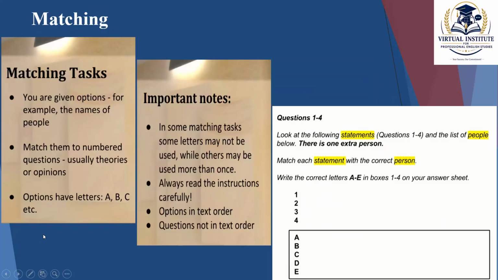In the matching tasks, what you need to do is that you are given options, for example, the names of people. You have to match them to numbered questions, usually theories or opinions. For example, there is a name and that name should be matched with an opinion or a number, right? So for example, there are four names given. You need to match one of the names with the opinion or the theory, right? You also have the option to use the letters A, B, C, etc.